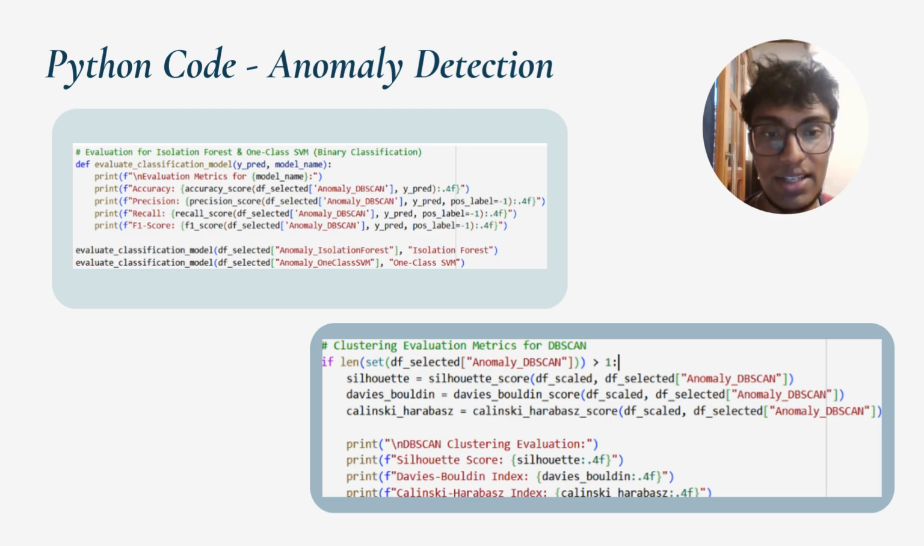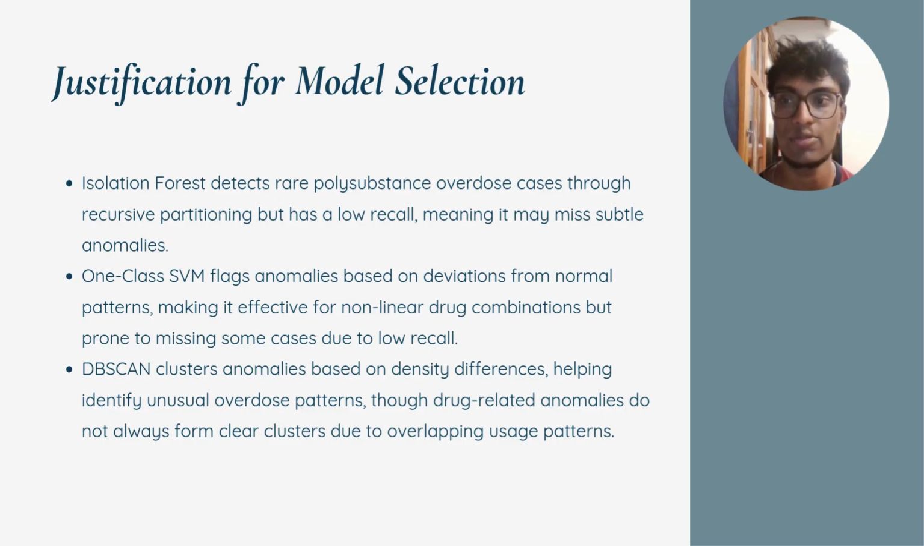Finally, the Calinski-Harabasz index assesses the ratio between cluster dispersion to within-cluster variance. Higher values indicate more distinct clusters. These metrics are only calculated if DBSCAN detects more than one cluster. These results help determine whether DBSCAN effectively distinguishes anomalies from normal drug-related cases. So I'll be discussing the justification for model selection.